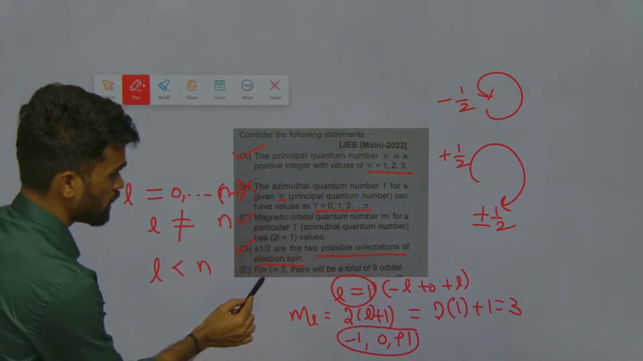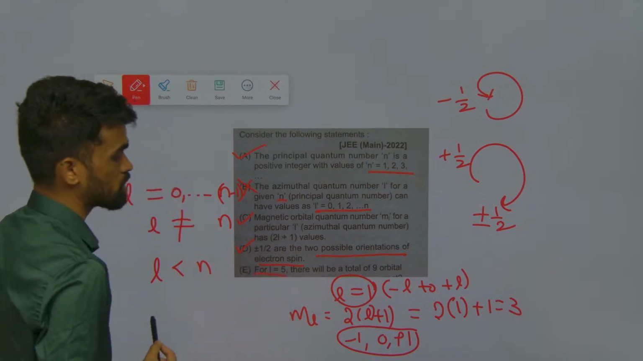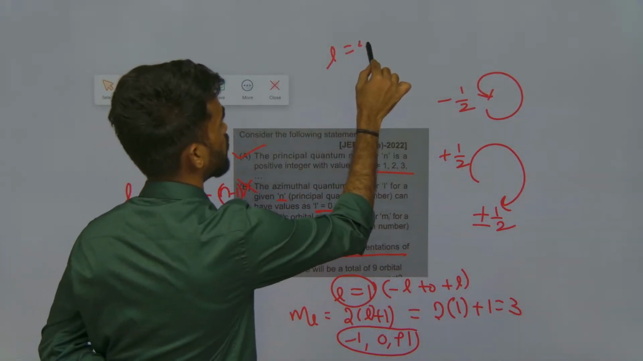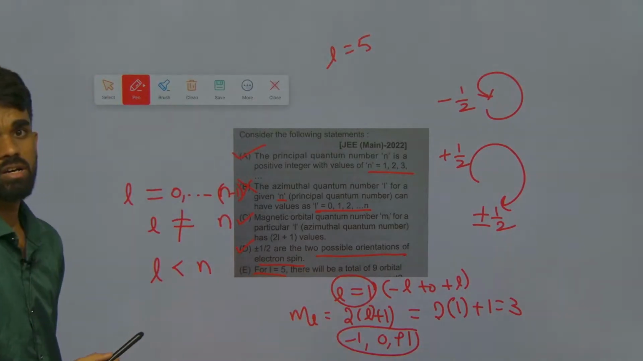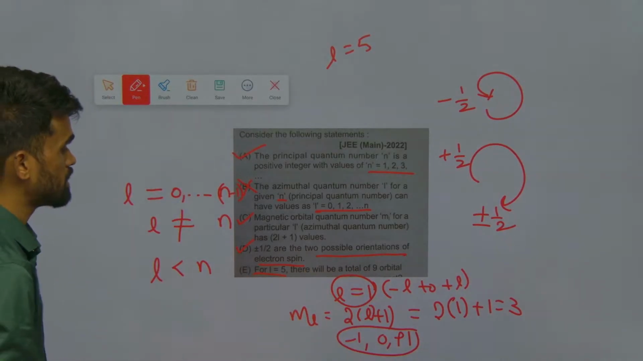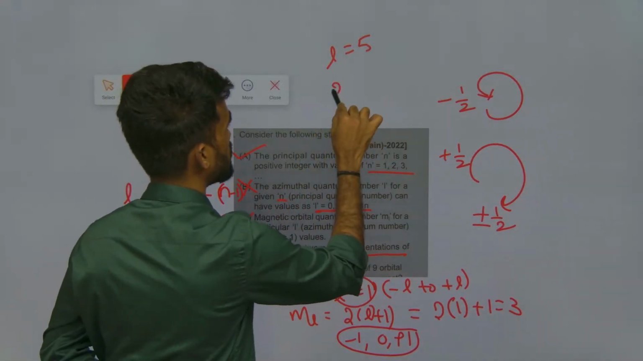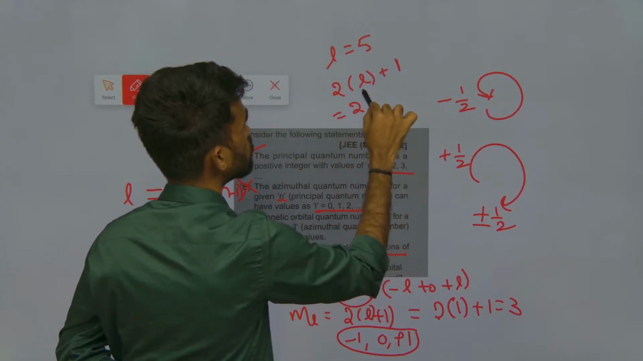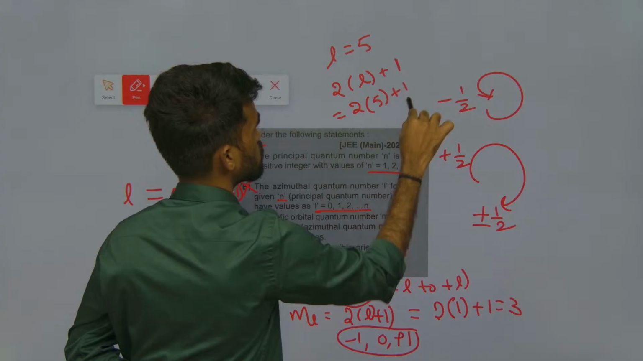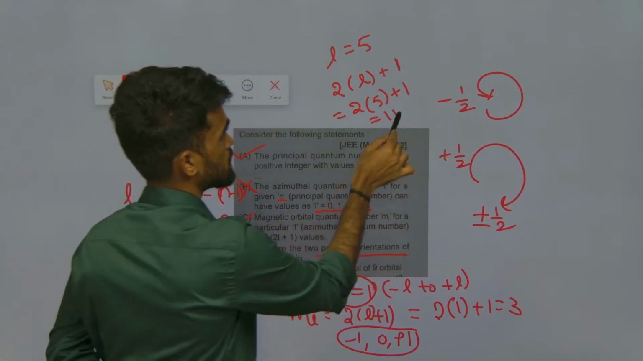What about option E? For l equals 5, there will be a total of 9 orbitals. Is that correct? No, I will say that is incorrect. Why? The total number of orbitals possible is 2l plus 1, as I just discussed. So 2 into 5 plus 1, which gives a total of 11 orbitals.